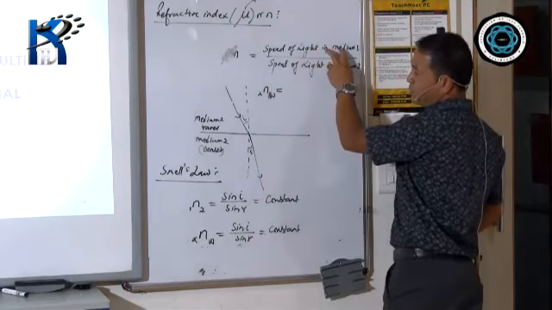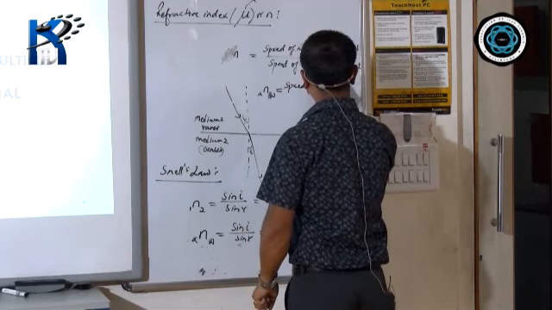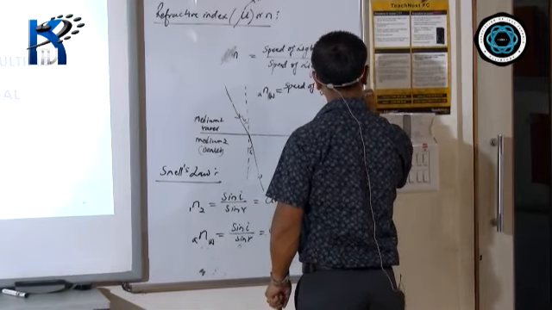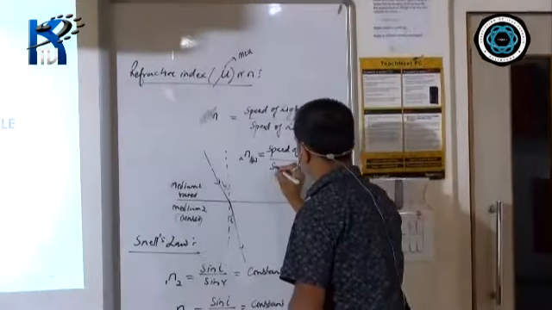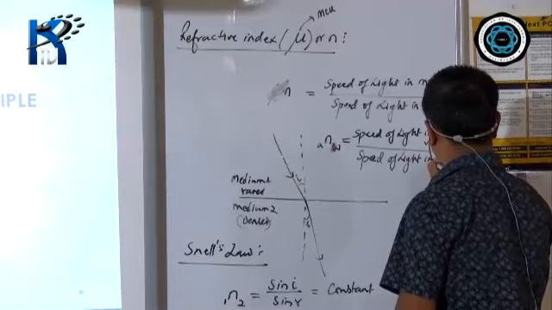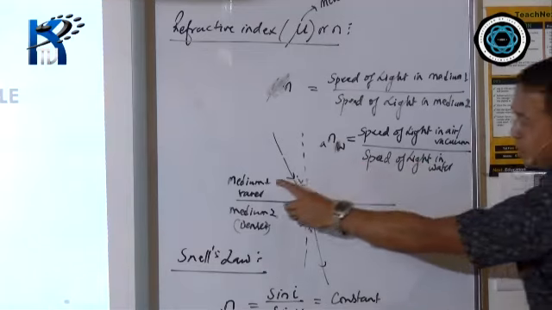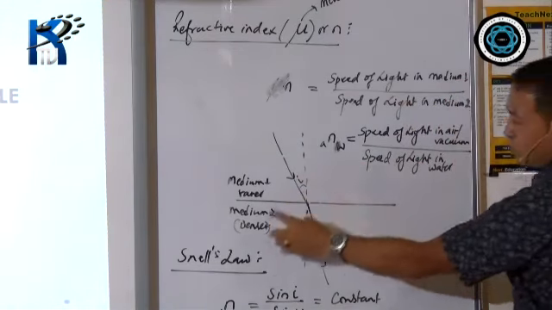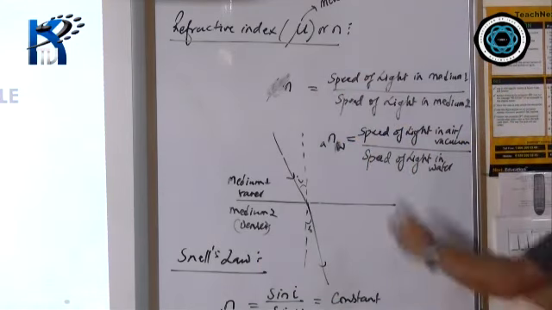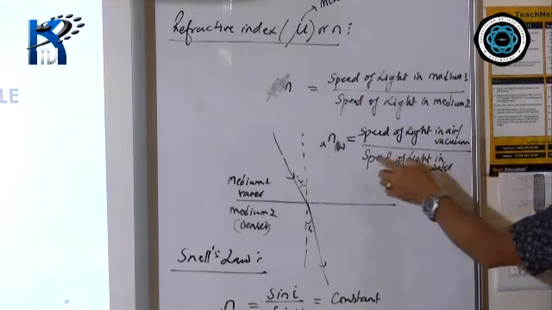So in terms of speed of light, it can be written as the speed of light in air, or also called vacuum, to the speed of light in water. Now if you see this, medium 1 is taken as air and medium 2 is taken as water, that is a denser medium. So if I follow this statement, the refractive index of water with respect to air is measured as the speed of light in air or vacuum to the speed of light in water.